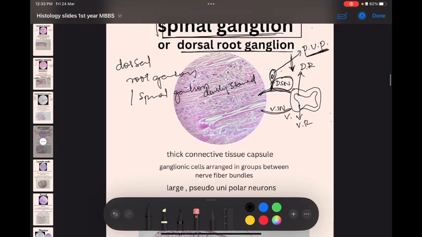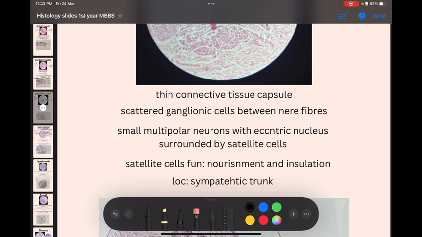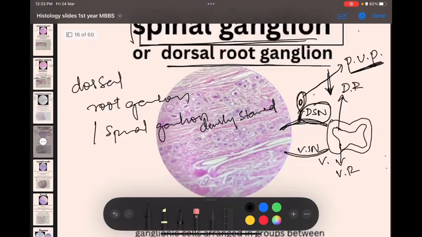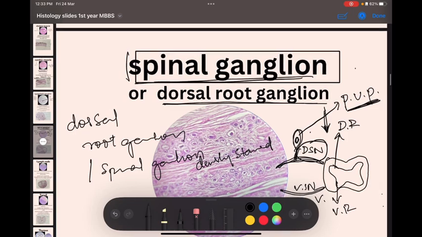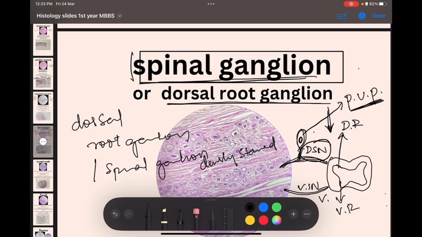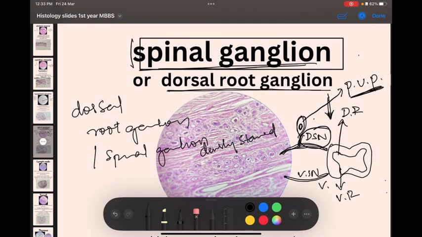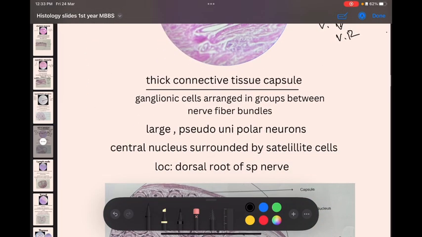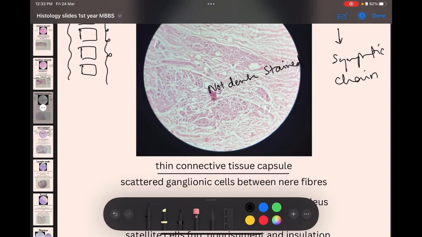Okay, so coming to key points, in the sympathetic chain, the ganglion is covered by a thin connective tissue capsule, whereas in the spinal ganglion or dorsal root ganglion, it is a thick connective tissue capsule.